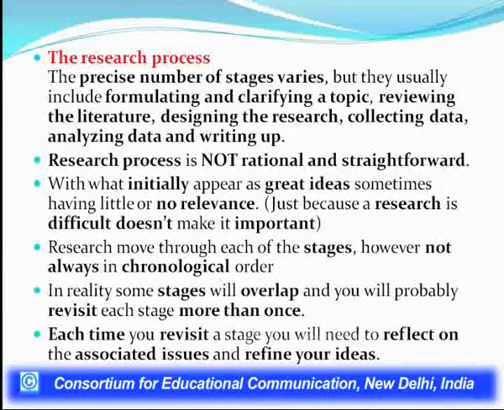Now let us talk about a very important aspect, how the research is carried on. That is the basic process of research. The precise number of stages varies from problem to problem, from individual to individual, but they usually include the formulation and clarification of a topic, reviewing of literature, designing the research, how the data has to be collected, how it is to be analyzed, and how we write up. So these are the basic stages which are very common. Maybe the nomenclature, the words which we use, are different, but the connotations and the basic focus of the research process remain the same. So we will discuss it in detail now.